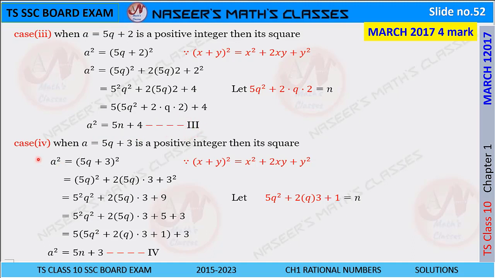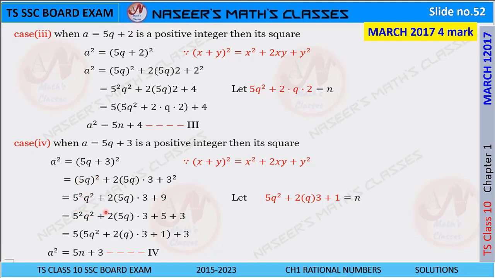Next, case 4. When a = 5q + 3 is a positive integer, then its square is written as a² = (5q + 3)². RHS is in the form of (x + y)² = x² + 2xy + y². Then we can expand it as (5q)² + 2 times 5q times 3 + 3². Here 3² means 9 and (5q)² is written as 5²q².